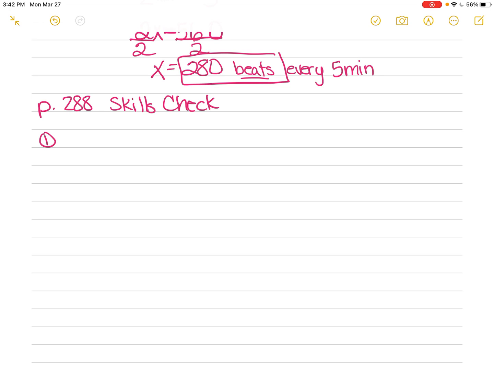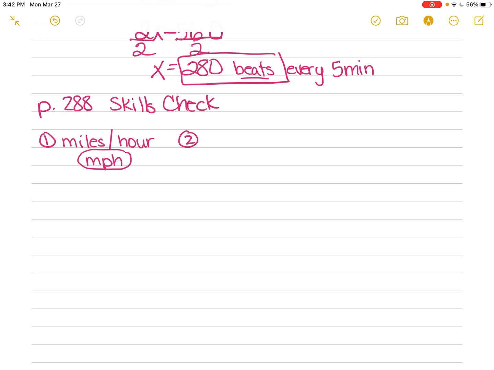So, number 1 says, state a situation where each rate might be used. So, the first one says they write it in 2 ways. Miles per hour like this, and then they put underneath it MPH, because this is how you'll see it in your car. That's how fast you're going. So, I just gave you an example for number 1. Miles per hour would tell you how fast you're going in your car.